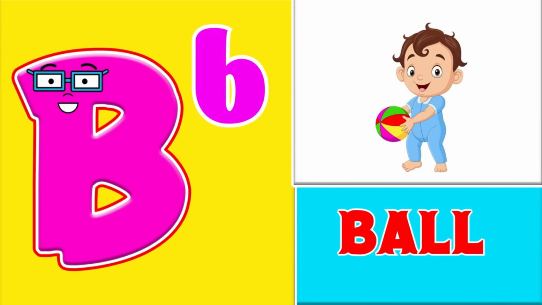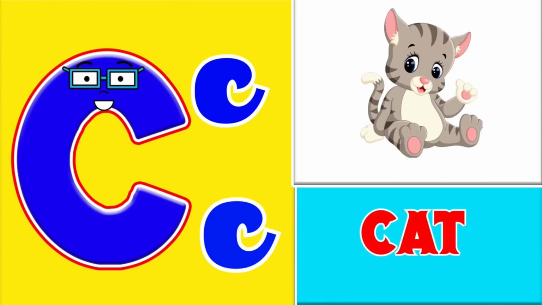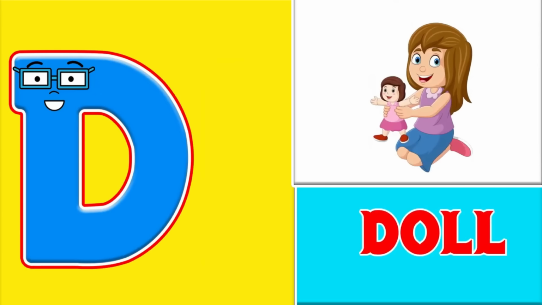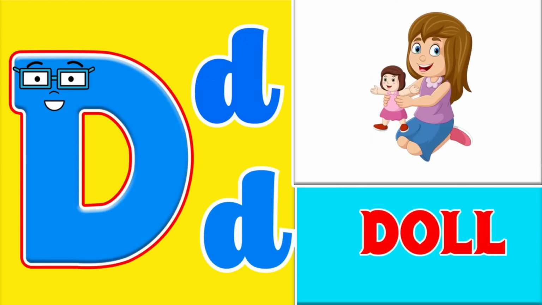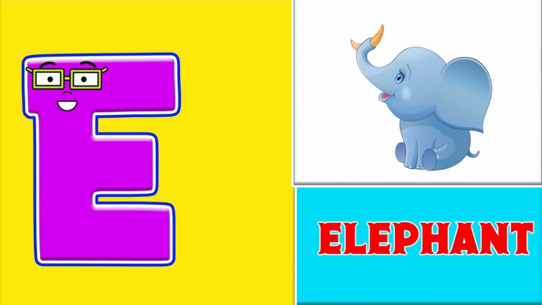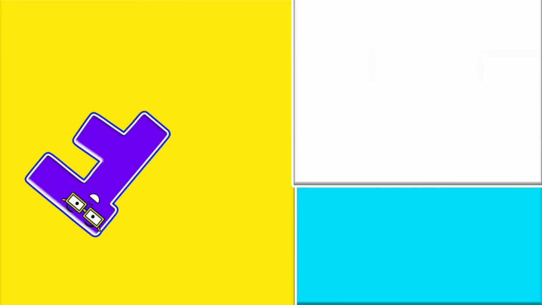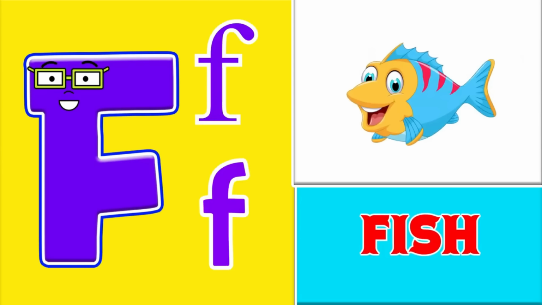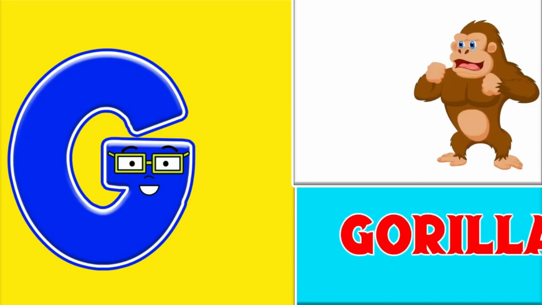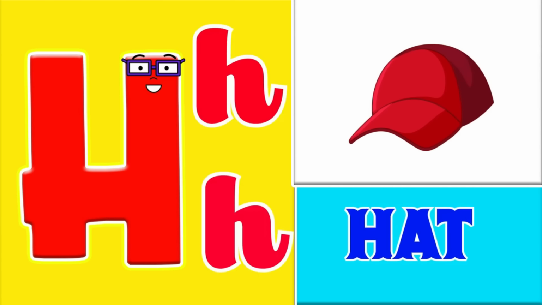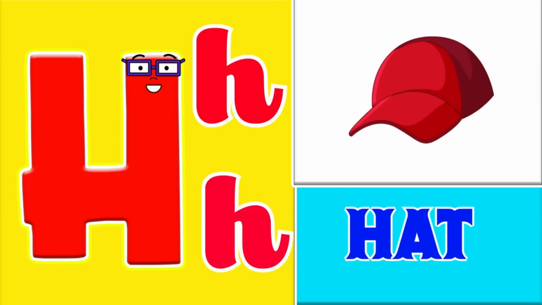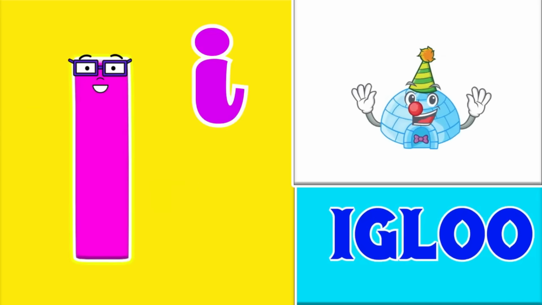B is for ball, ball. C is for cat, cat. D is for dog, dog. E is for elephant, elephant. F is for fish, fish. G is for gorilla, gorilla. H is for hat, hat. I is for igloo, igloo.